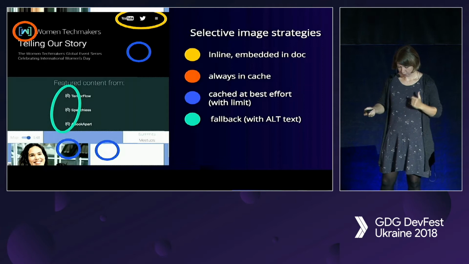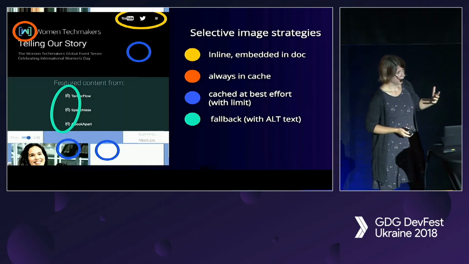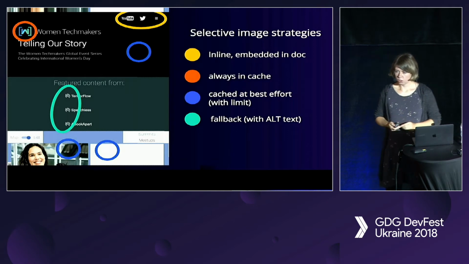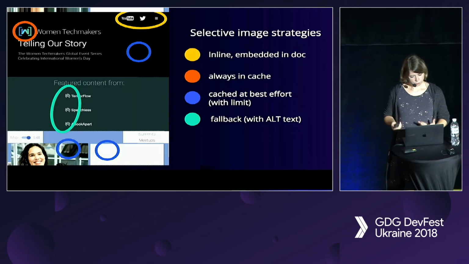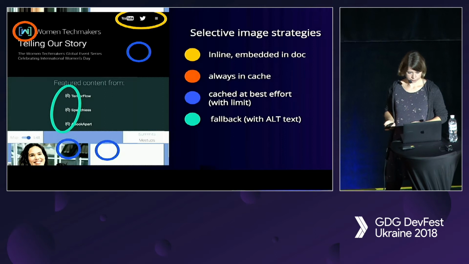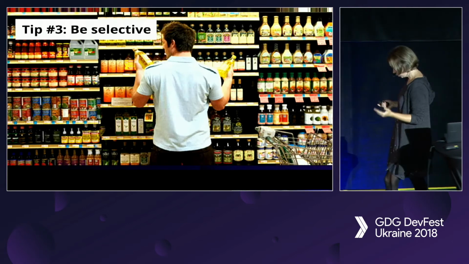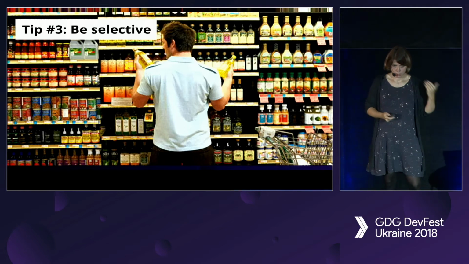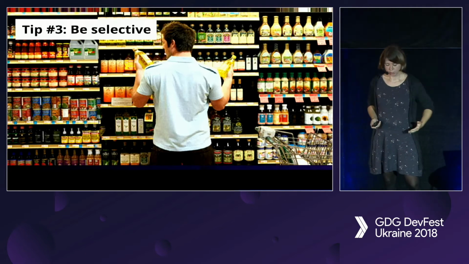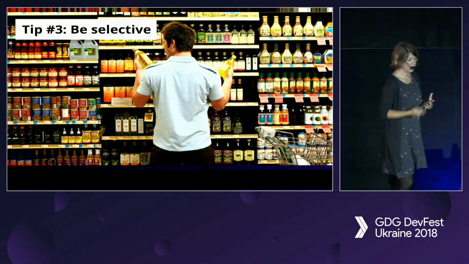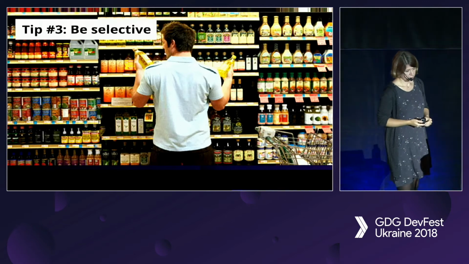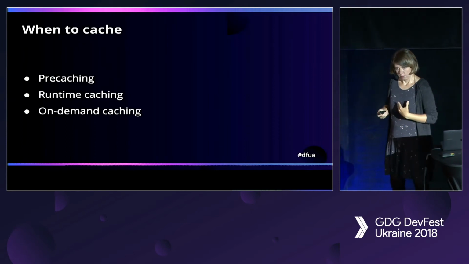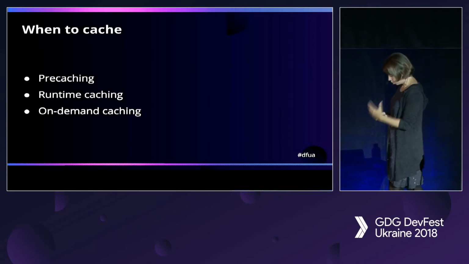So this is an example of how you would divide your content and be selective about behaviors you associate with each of the resources. So that's tip number 3. Be selective, be mindful about what is important in your site, what is critical, what is less critical, and then adapt your caching strategies to that knowledge. That was the part about what to cache.